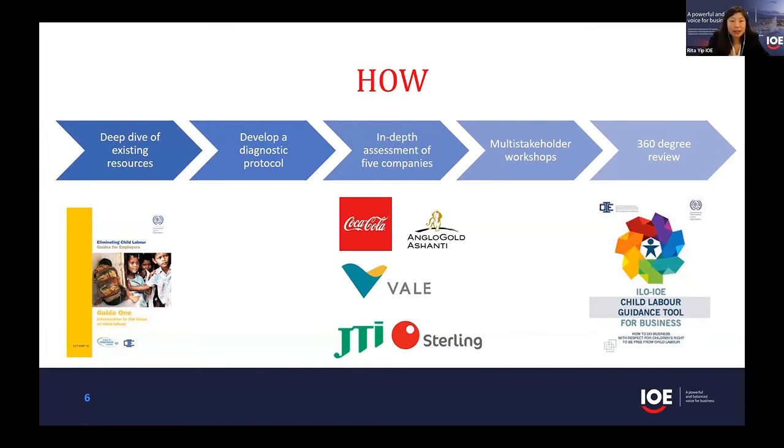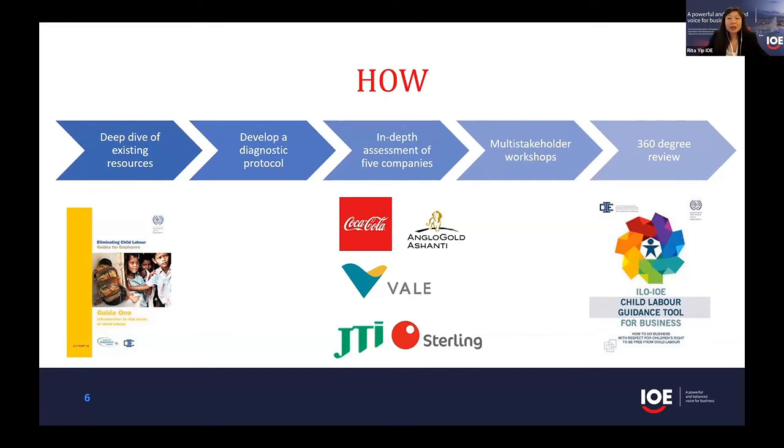Then moving on to the 4th stage, the IOE and ILO organized several workshops and peer learning exercises with various stakeholders to discuss good business practices that contribute to respecting children's rights, and to identify ways to facilitate the integration of child labor concerns into company policies and processes. Through these multi-stakeholder workshops and discussions, we really brought practical insights and experience into the guidance tool.